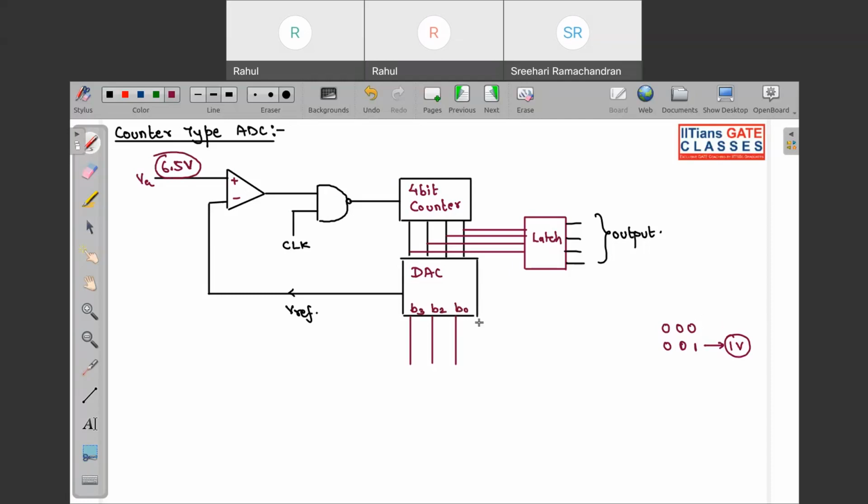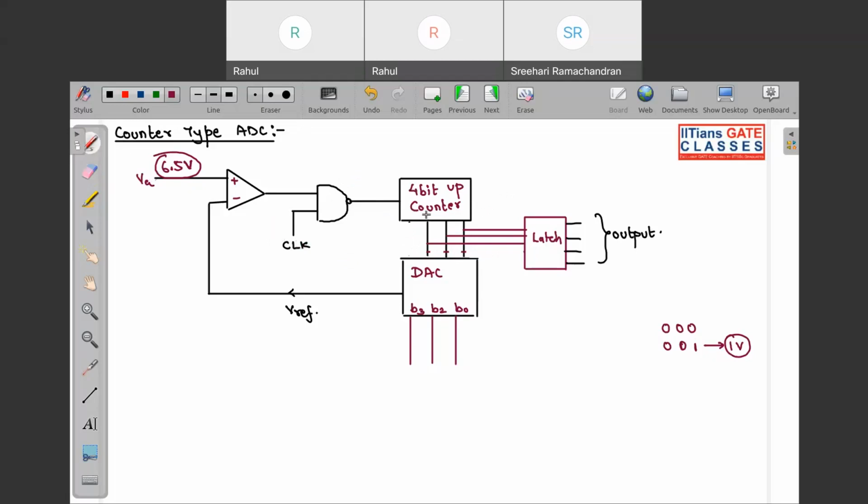So how are we going to do it? Look very carefully. If this is 6.5 volt, look over here, this 4-bit counter, this is a 4-bit up counter, it is counting. Here I have taken 4 bits, I should have taken 3 bits only. So let me erase one of the bits, because in our example we have taken 3 bits. So look what happens.